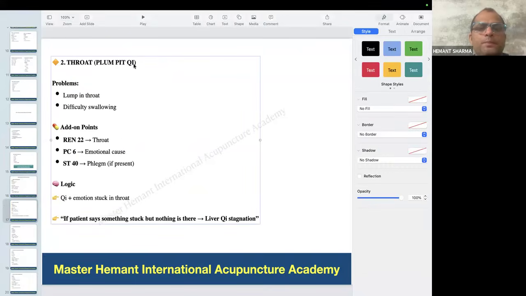Then throat or the plum pit chi, गले में कुछ फंसा हुआ लग रहा है. First will be the master formula: Liver 3, 13, 14, gallbladder 34, pericardium 6, triple burner 6, sedate. Then we'll add CB22 and stomach 40. CB22 is a very good point. This is CB22, depression. Even if we press it, it's very good, because the person is feeling a lump in the throat. और स्टमक 40 फ्लेम को निकालता है.